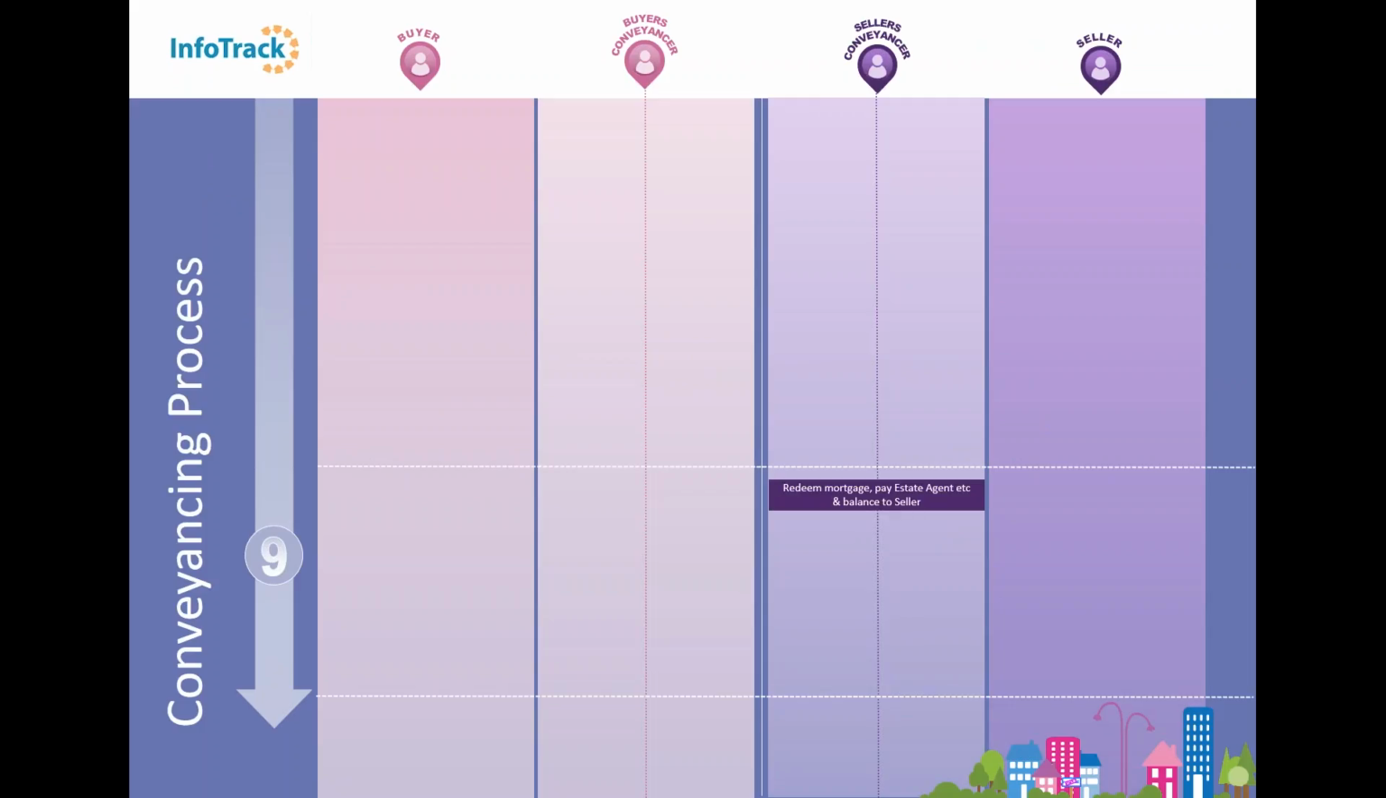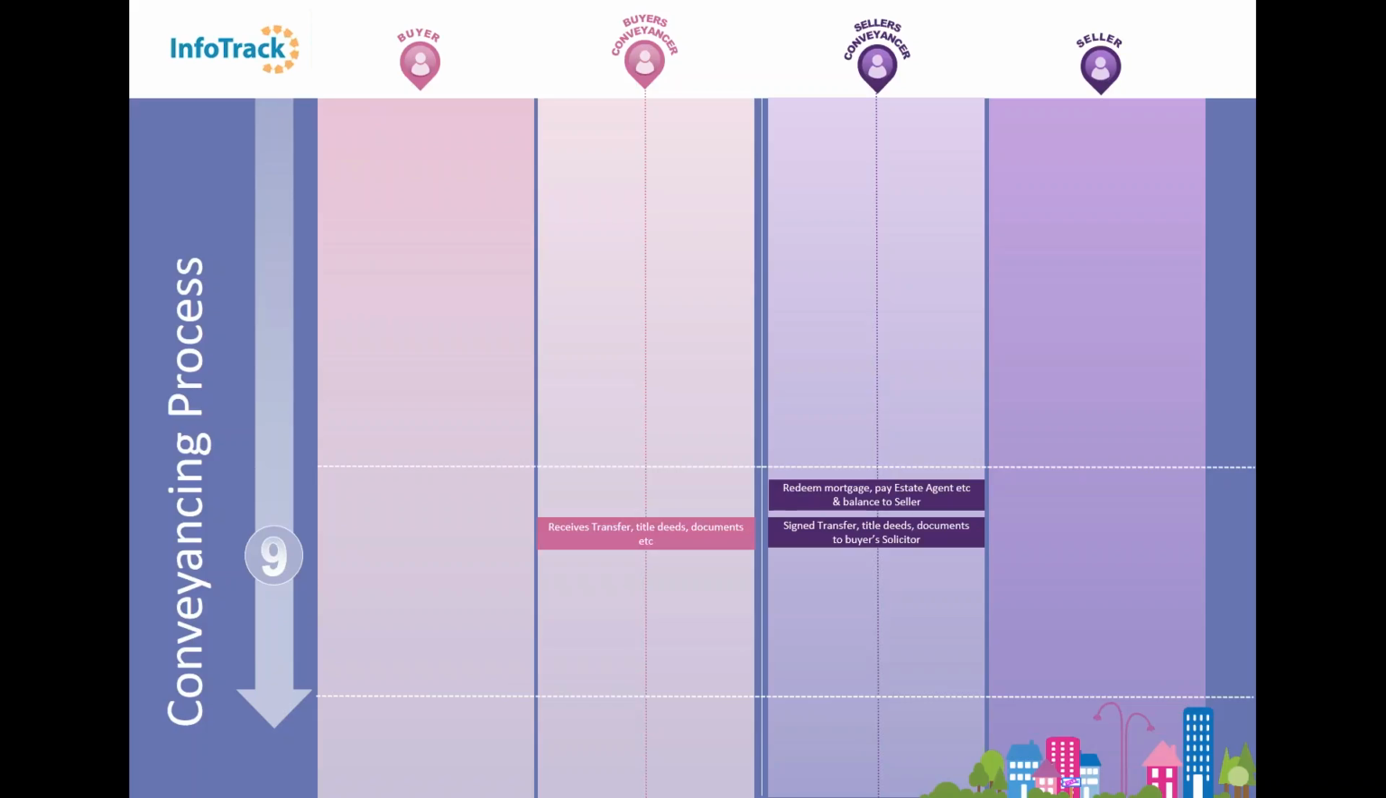So what do we need to do? The seller's conveyancer then has to redeem the mortgage. They have to pay the estate agent any of their fees, and they have to pay the balance to the seller. So there's a lot of paperwork involved there still. They have to sign the transfer and the title deeds and send all the documents to the buyer's solicitor.